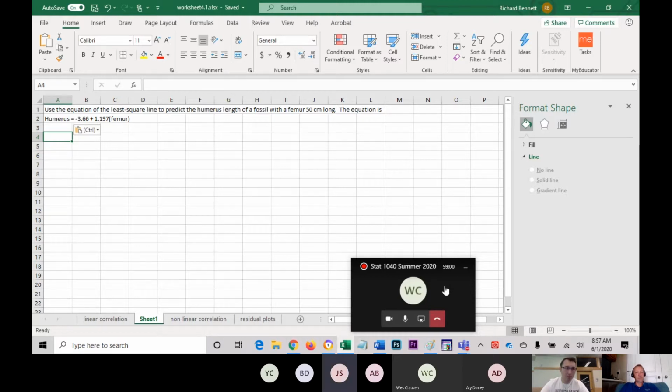Weren't we supposed to create a scatter plot first, just based on the last example we did? Okay. Well, what I'm saying is the scatter plot's already been done, and this is the least squares regression table, and so we're assuming that this is already okay. Oh.